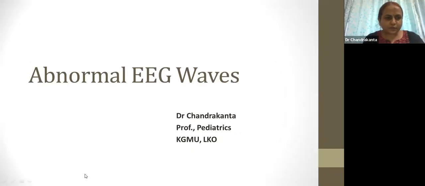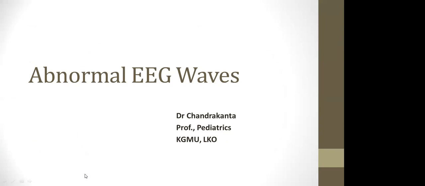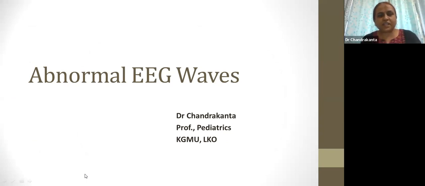So Dr. Praveen has given a very nice lecture and has told you about the normal EEG, and I will be talking about the abnormal EEG. So knowing the normal waves, normal EEG, is very important, because most of the time there is no problem in identifying the suspicious area on EEG, but the problem is whether that suspicious area is abnormal or normal. So knowing normal is more important, and we will now discuss the abnormal EEG waves.